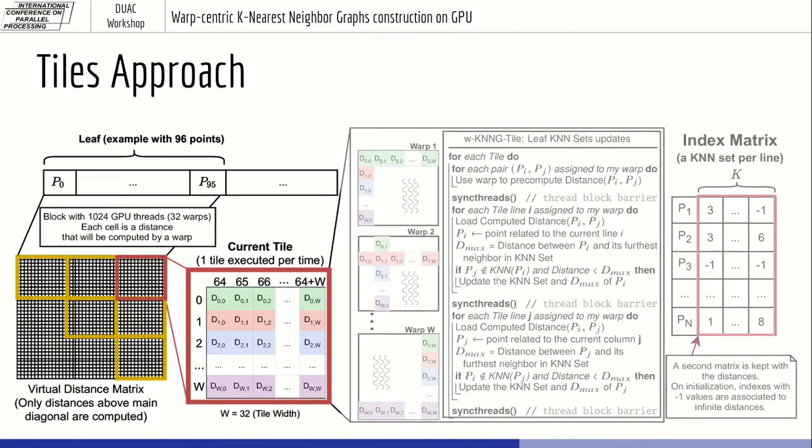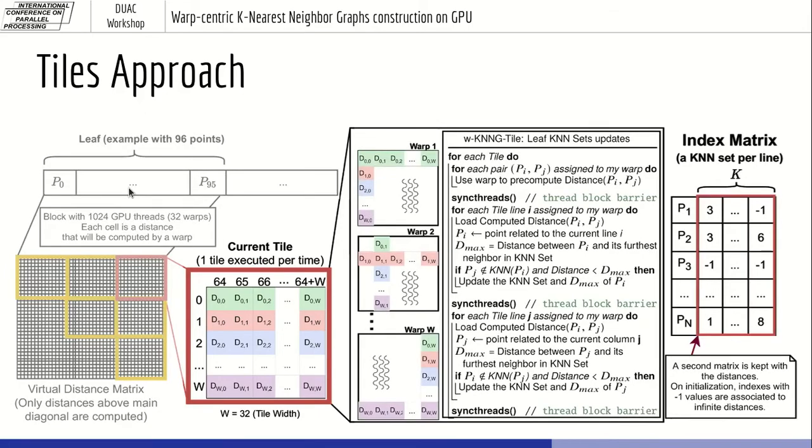The second proposed technique is the tiles approach. In this approach, we divide the virtual matrix in tiles. Each tile will be computed at a time, similar to the diagonal approach. Each warp will compute all distances of a row in the tile. After the computation of the distances, the warps will follow a pattern to update the KNN sets.